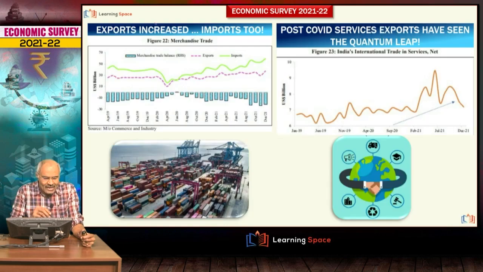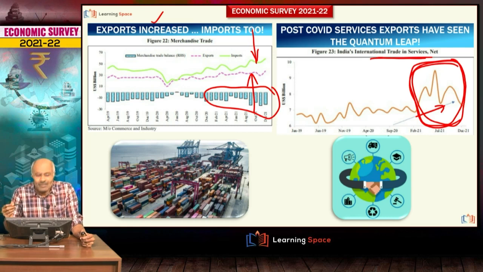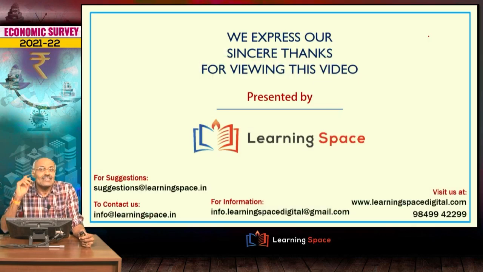You see exports increased. So this talks about exports. Exports increased, no doubt about it, but imports increased much faster than exports. Because of that, the trade deficit also increased, you can see. And one important significant development is the international trade in services. The services is the guiding light here. In services, we are seeing a lot of improvement in the net services exports from India because of COVID-19, because of resurgence in the IT sector.